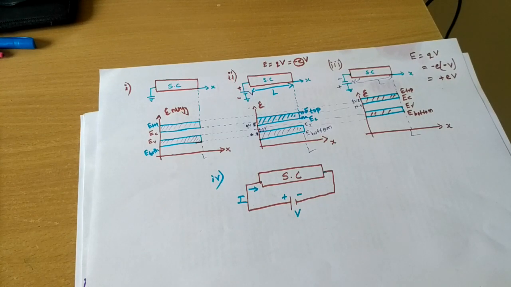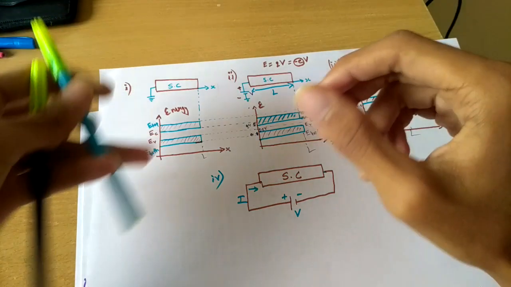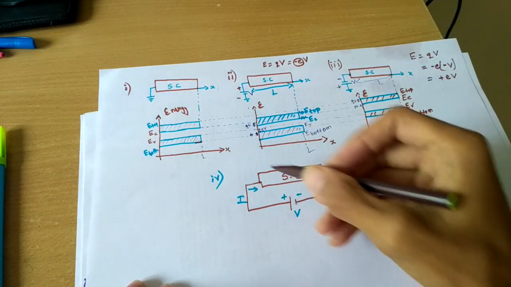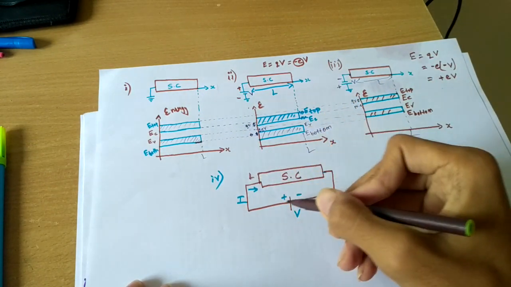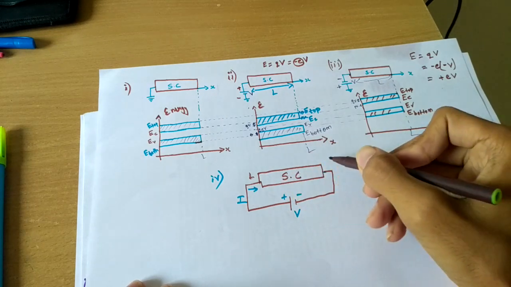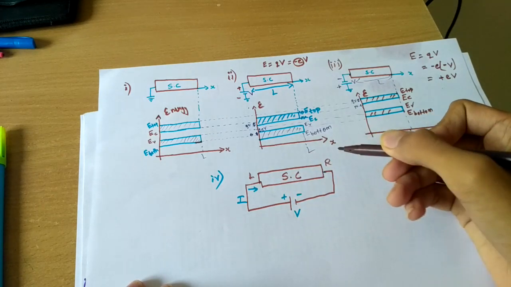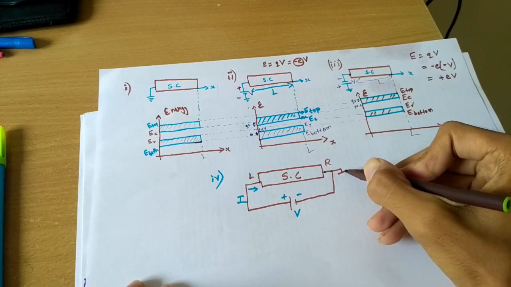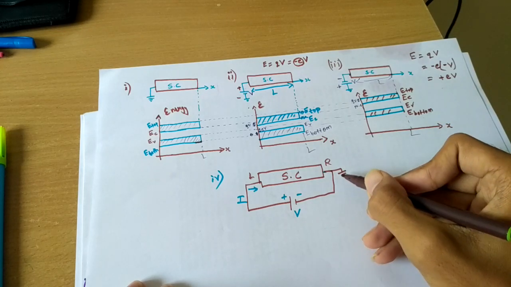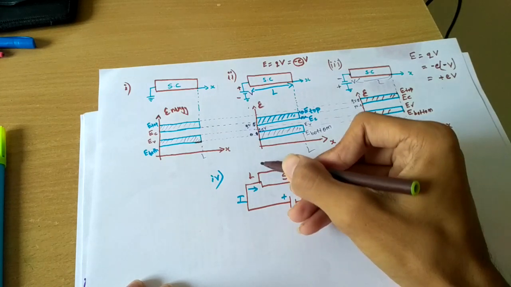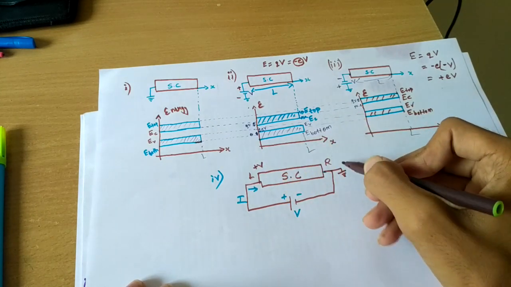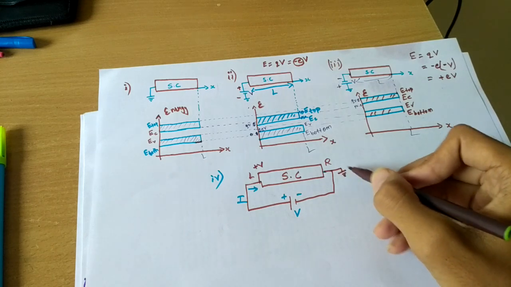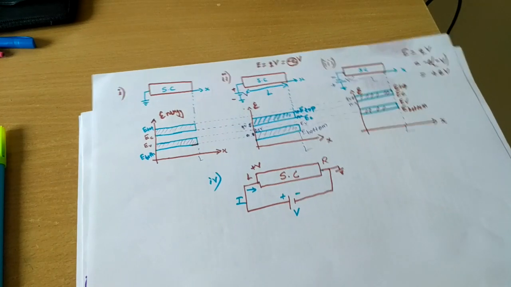Hello all, so now let's continue with the fourth case. I hope you all have tried this. Now you can see that the left hand side is at positive potential, whereas the right hand side has negative potential, right? Let us assume that this is the ground. So we can say that the left hand side is at plus V potential as compared to the right hand side, since we have assumed that the right hand side is connected with the ground, correct?